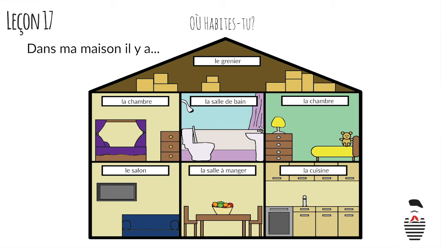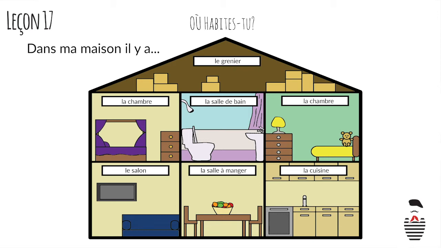Now, some of your houses maybe have 3 chambres, 3 bedrooms or more or less. Some maybe have 2 salles de bain, 2 bathrooms. And maybe you have 2 salons, 1 formal and 1 informal salon. So later on you can show me what is in your house. Let's go through the house again. Let's say the sentence, in my house there are.